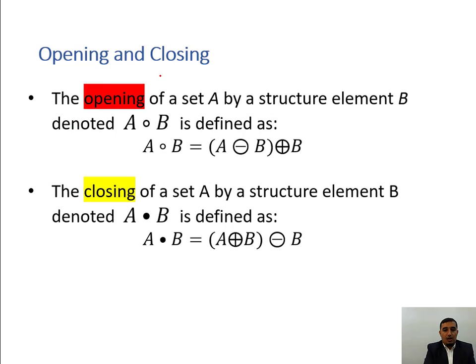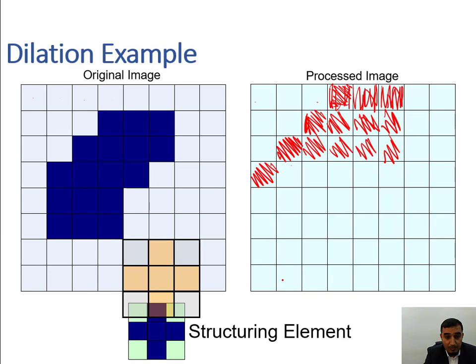So what are they? Basically, opening of a set A by a structure B is denoted by this symbol and is defined as erosion, then dilation. So we erode A by B, then we dilate by B. Closing, on the other hand, this is the symbol for closing. We dilate A by B, then we erode it by B. Remember, okay? Remember.